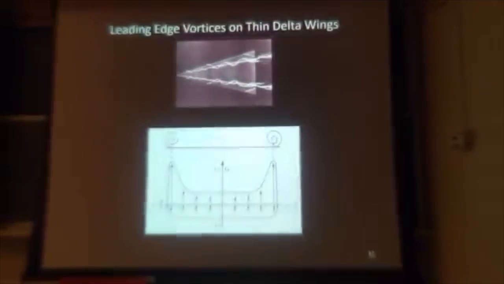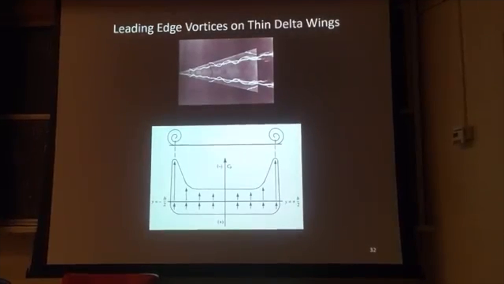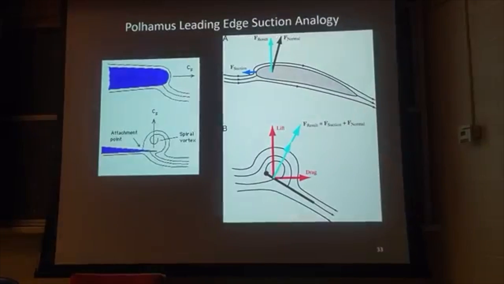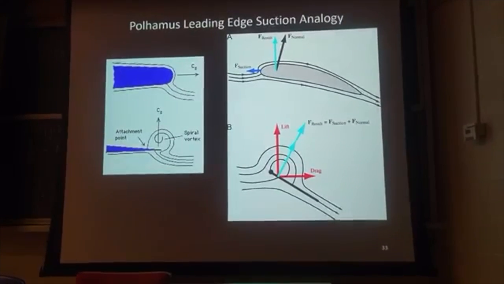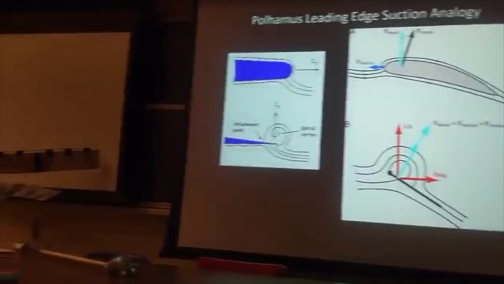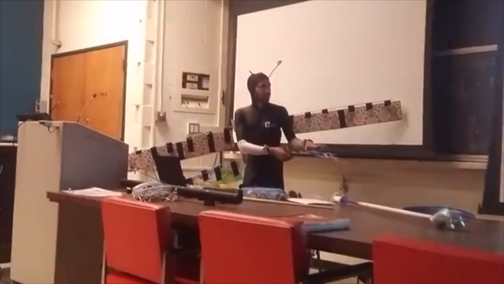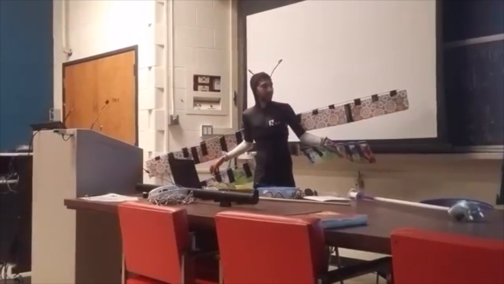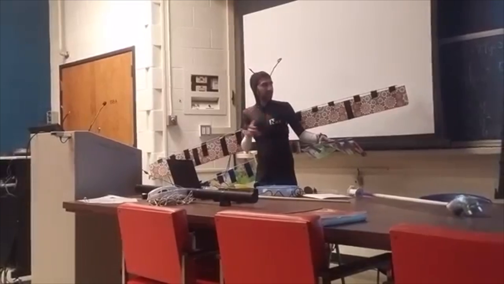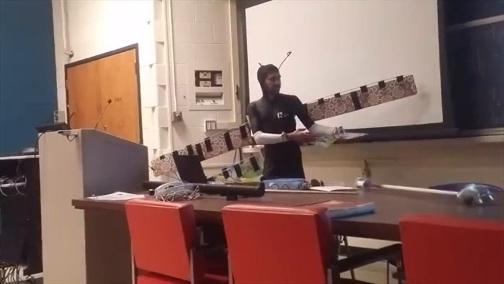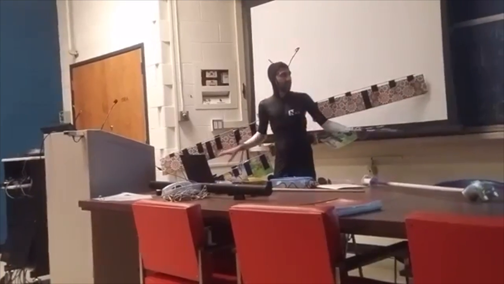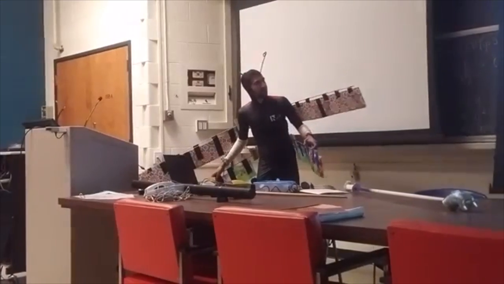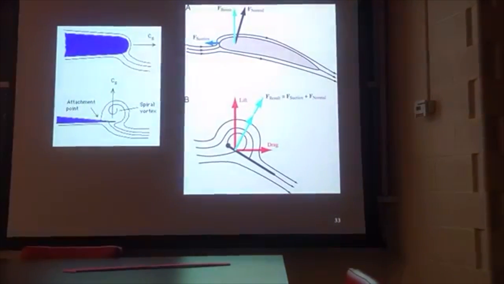There is an account for the leading edge vortex that we used in our analysis. And that's called the Polhamus leading edge suction analogy. So usually you have suction going tangentially at your leading edge, and when your angle of attack is high enough and you have a very thin leading edge, that flow is tripped over and forms a vortex that stabilizes along the leading edge, and you get your force acting perpendicular to the wing as opposed to tangentially.